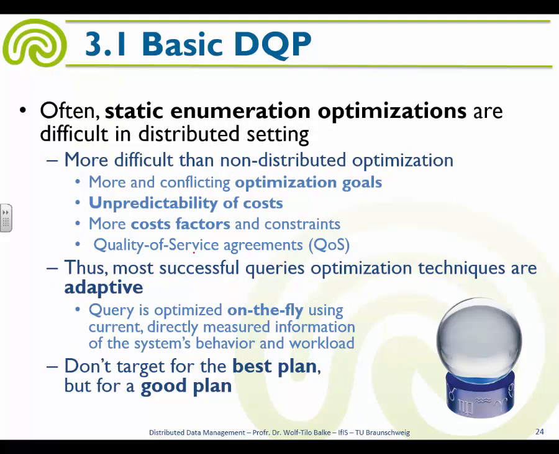And if you try what Jose told you about, well, maybe join order optimization, let's boil it down with dynamic programming, right? Find the optima and everything will be okay, right? Forget it. Static enumeration optimizations in a distributed setting are not a possibility, are not a choice, right? This is not what you can do. You have more optimization goals, very often conflicting optimization goals, and what is really bad is the limited predictability of costs, right? This high variance.